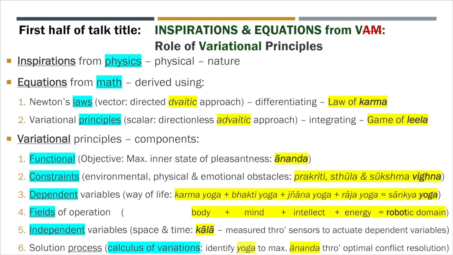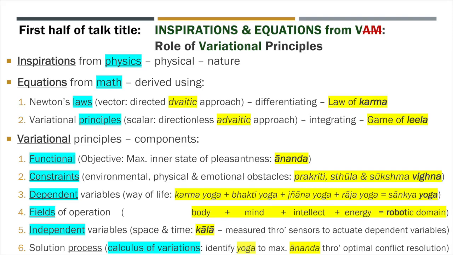Now the question is, how do you go from a law of karma to a game of Leela, and is it at all necessary to do that? So that's what mechanics is all about, going from Newtonian mechanics to Lagrangian or Hamiltonian mechanics, and that's what we will see now. So it's much more fun playing a game rather than just following the laws. So that's the idea of going to variational principles.